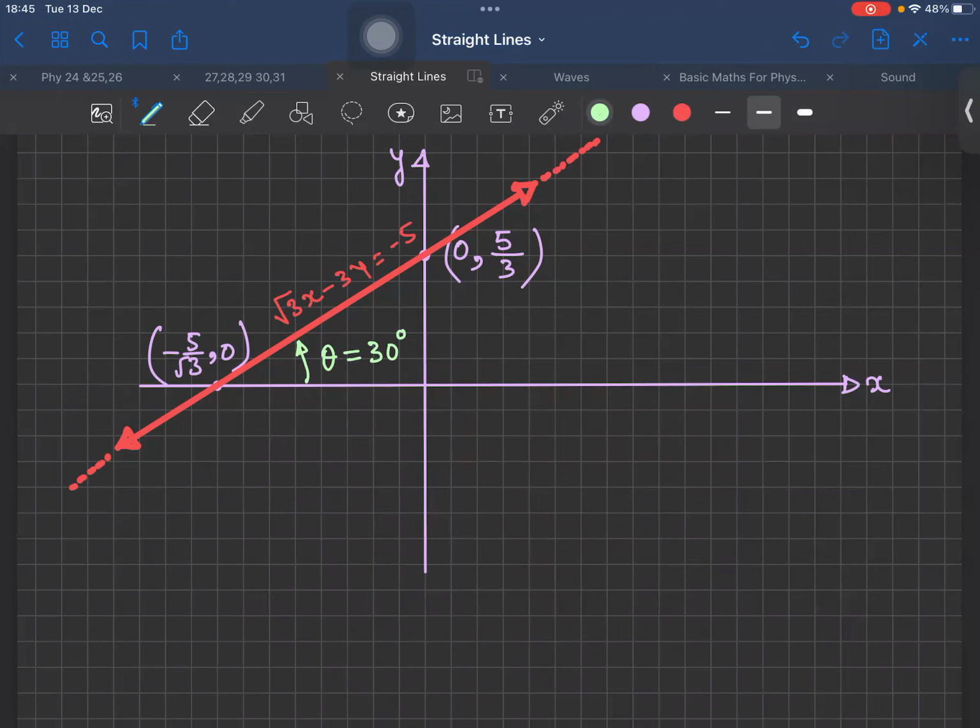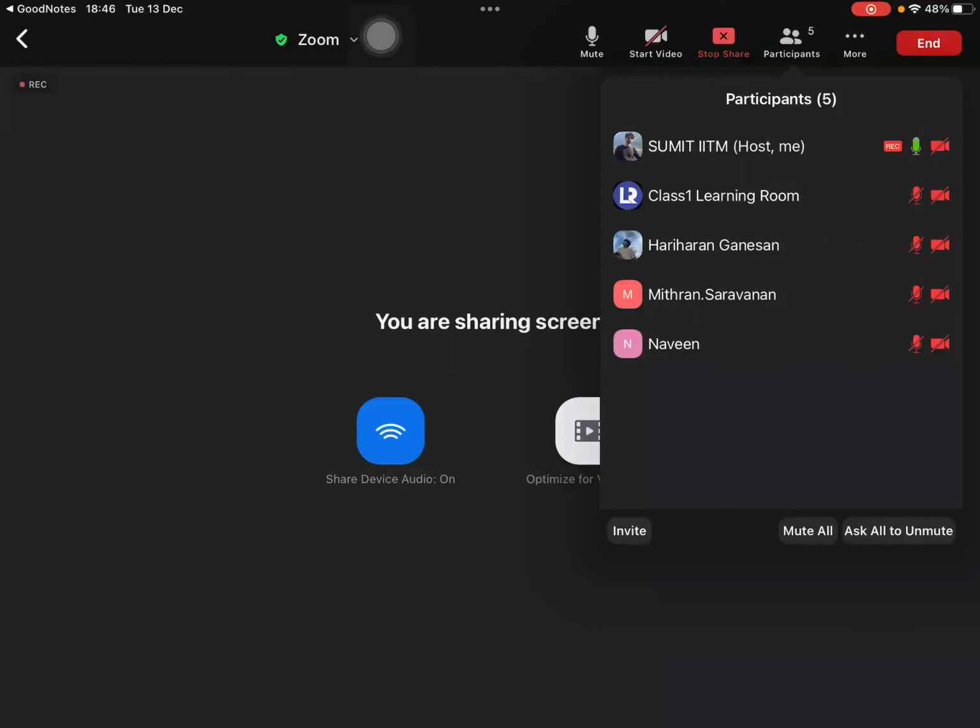Understood what we are doing? When an equation of line is given, we can find all the information from it. Okay? Is there any doubt, Naveen, Hari, or Mitran? Yes, Mr. Mitran, you understood?